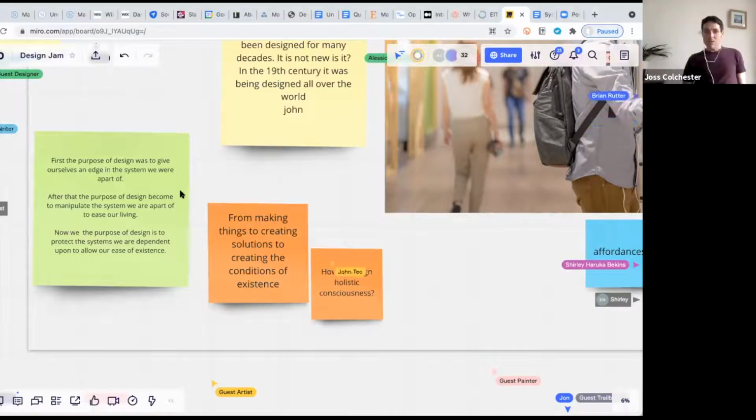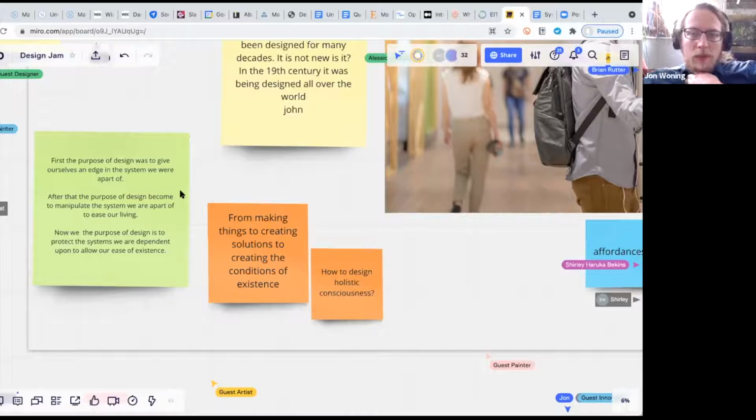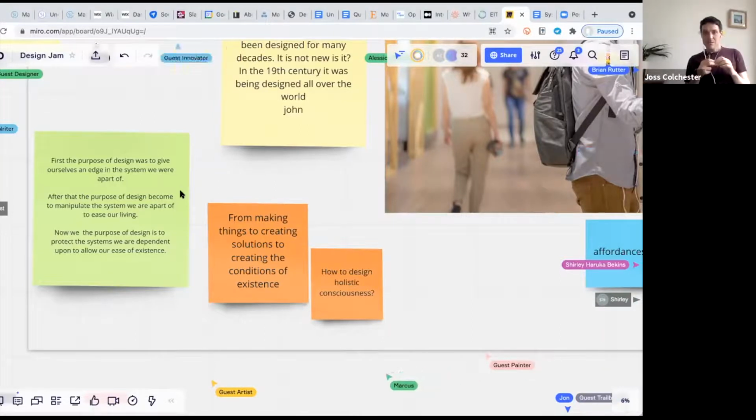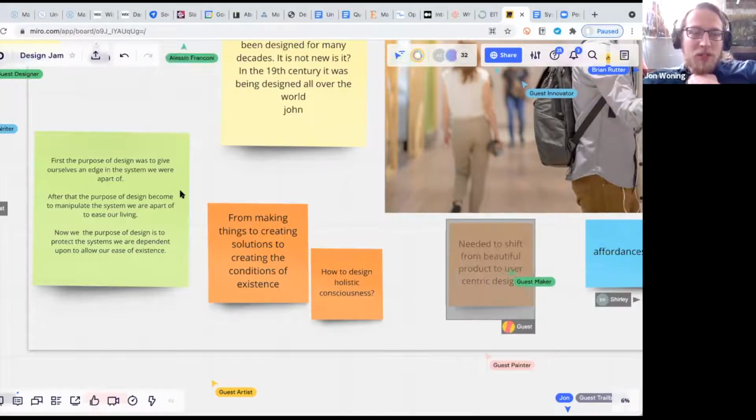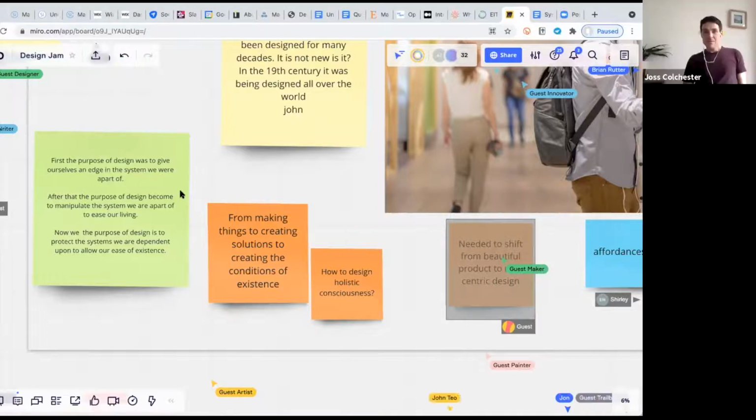Now the purpose of design is to protect the systems we're dependent upon to allow our ease of existence. It's kind of going back to fixing the problems that the past designs created, or maybe more of a sense of scale, right? Because if we're talking about biomass, humans are actually more abundant than most mammals on the planet in terms of biomass. So even in that basic sense, we become such a significant part of the system, let's say the planetary system, that we have to make sure that we don't start knocking off dominoes below us while we are trying to build a better future for ourselves.